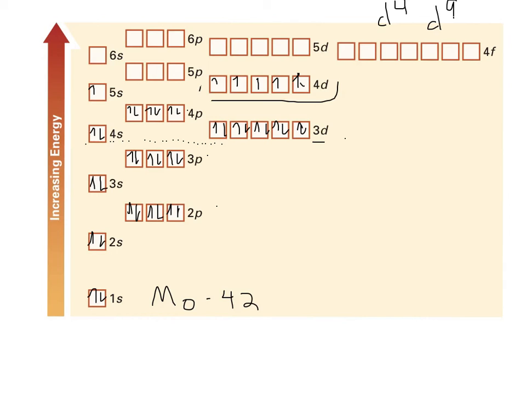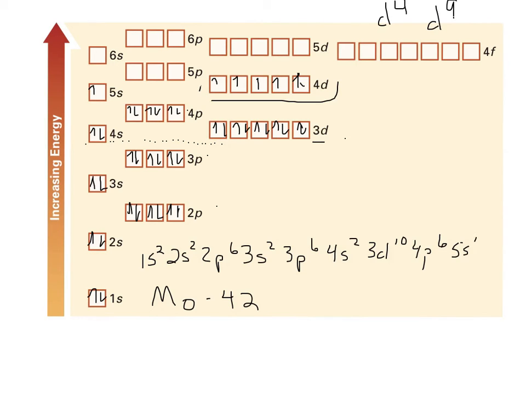All right, so now let's write out the configuration. 1s2, 2s2, 2p6, 3s2, 3p6, 4s2, 3d10, 4p6, 5s1, 4d5. So notice I stole one from the s and gave it to the d.